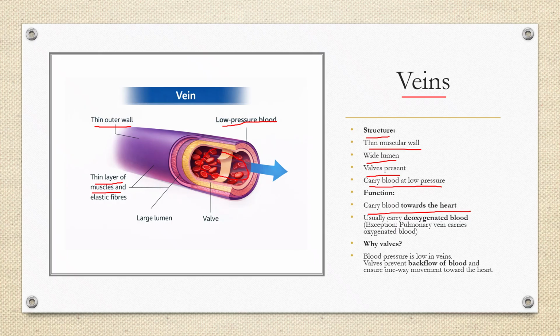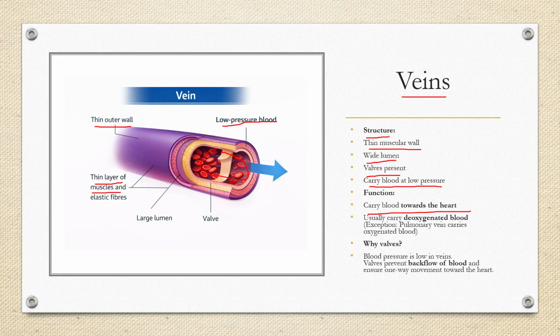Veins usually carry deoxygenated blood, but again there is one exceptional case, that is the pulmonary vein. We already discussed in lesson 2, the pulmonary artery is the only artery that contains deoxygenated blood, and the pulmonary vein is the only vein that contains oxygenated blood. The rest of all the arteries contain oxygenated blood, and the rest of all the veins contain deoxygenated blood.